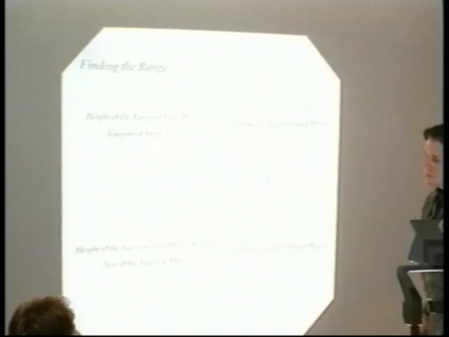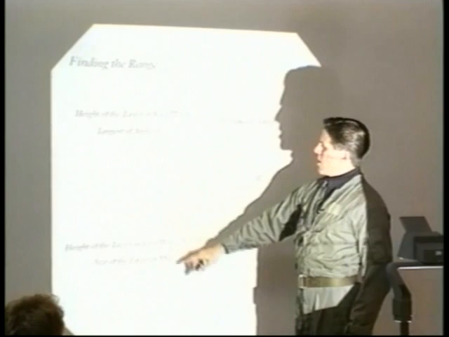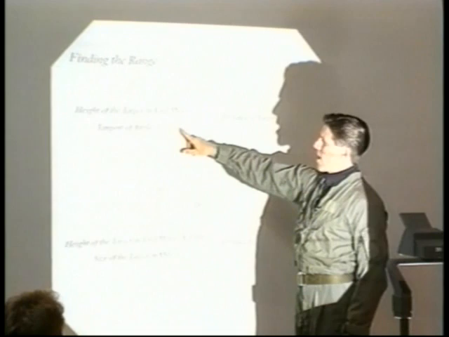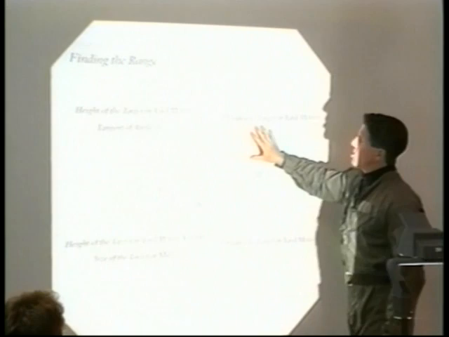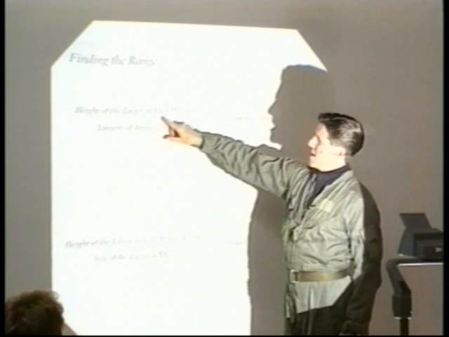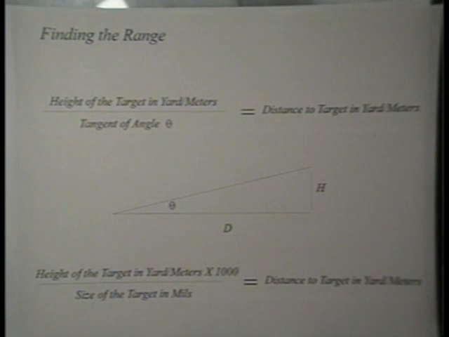Okay, let's back up here for a second. Finding the range. There are a couple of different ways to do it. We can use degrees, or we can use mils, and I'll talk about both. Degrees are more difficult, because we don't have a scale on our scope that measures degrees accurately. We do have one that uses mils. Here are your two formulas. If I was going to do it in degrees, it's the height of the target in yards or meters divided by the tangent of the angle that I measure right here. So I need some kind of protractor, some device to measure the angle, and that's essentially what I'm doing with a mil dot, which is going to give me distance to the target.